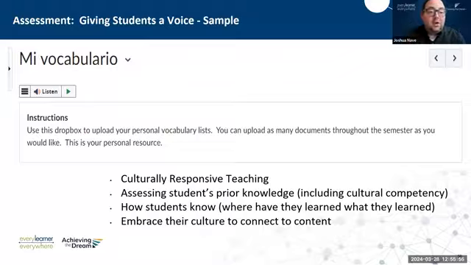Okay. And what we did in our OER is we did not, oh, thank you for the 5-minute warning. We did not give the students vocabulary.